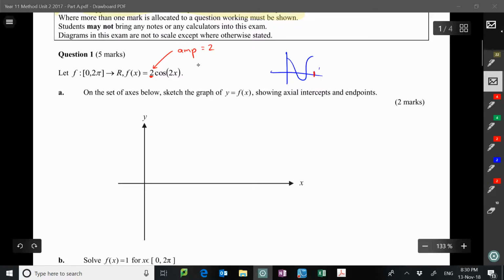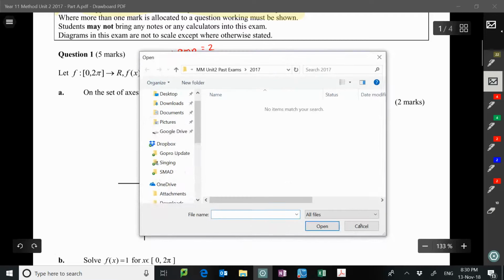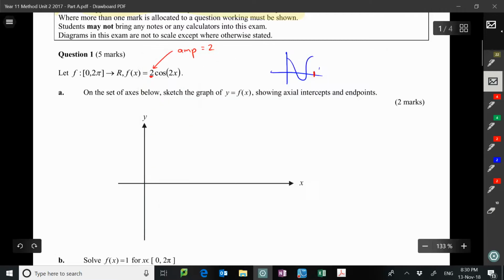The period is given by, oh, what's going on here? Like, I don't even know what that is. All right, here we go. Period. Seriously, what is going on?